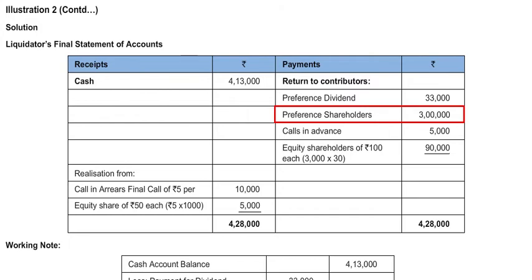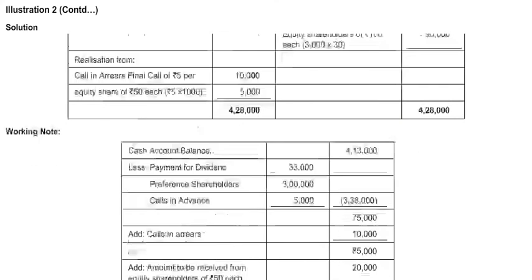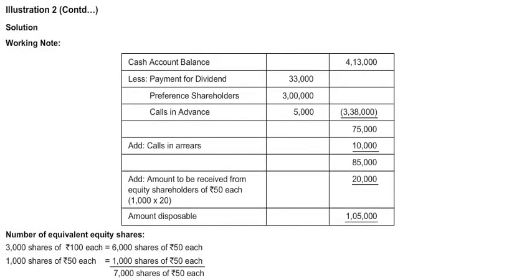Now we also have to pay the principal amount, the nominal amount, to the preference shareholders, which is 3 lakh rupees. And there are calls in advance, so we have to pay those calls in advance, which is worth rupees 5,000 as given in the question. These are all the things which are payable.